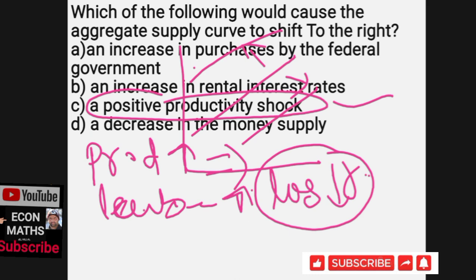So in this case, a positive productivity shock like increase in the labor efficiency will decrease the labor costs, which will shift the supply curve to the right. So the correct option to this question is a positive productivity shock.